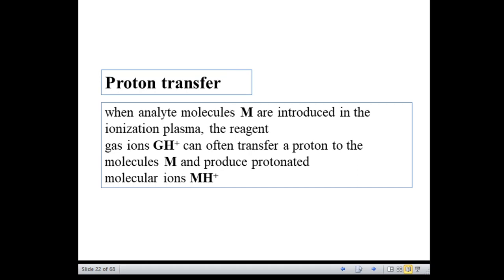receives the proton. So the tendency for a reagent ion to protonate a particular analyte molecule is assessed from its proton affinity values. So that is also equally important to consider.